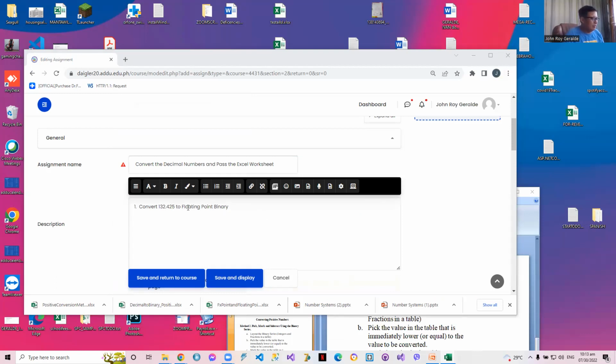The following numbers. First is 132.425. Okay. Next is 54.1628. Six to eight. Okay, follow. Dalawang numbers. Then 2. Convert.